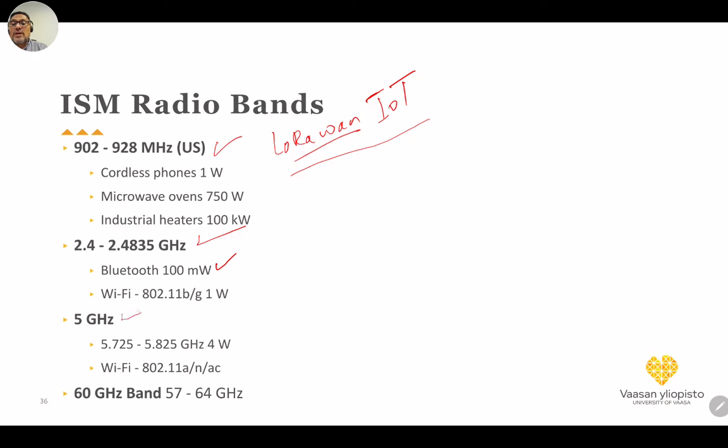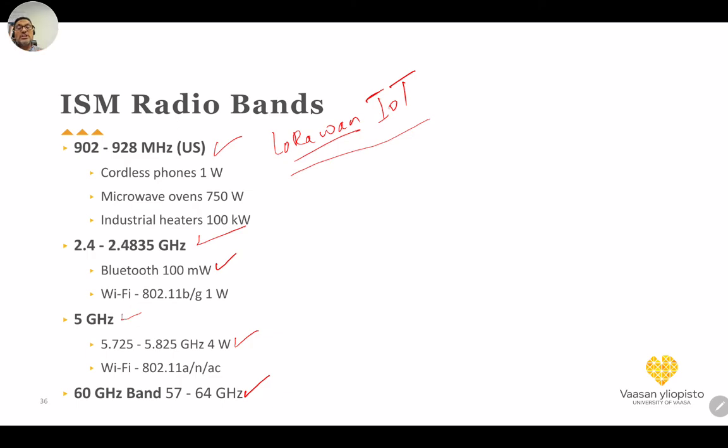And we have some free bands around 5 gigahertz, and some Wi-Fi applications use this band. Around 60 gigahertz, we have from 57 to 64 gigahertz, which was also left as an ISM radio band. It is a license-free band because the absorption in water or vapor at this frequency is very, very high, so it is not useful for long range applications. So it was also left as a free band. So we actually have many different ISM radio bands that can be used for free.